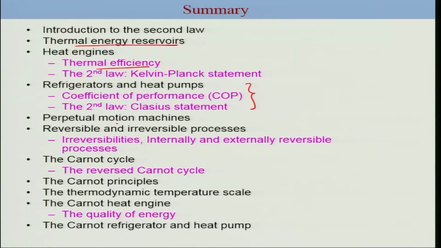We also discussed perpetual motion machines that violate the first law and the second law, of type 1 and type 2. We defined reversible and irreversible processes, and finally we introduced the Carnot cycle and the reverse Carnot cycle. In today's part we concluded the Carnot principle and defined the thermodynamic scale, the definition of the Kelvin scale, and then illustrated examples using the Carnot heat engine, Carnot refrigerator and heat pumps. That is the end of today's lecture and of this module. Next time we'll start a new sub-chapter, and I will see you in the next lecture.